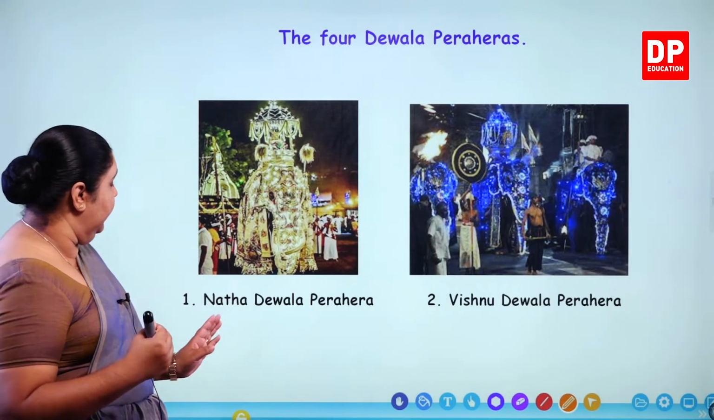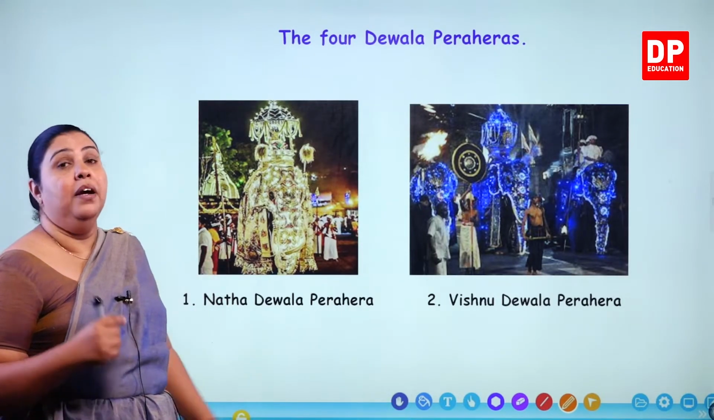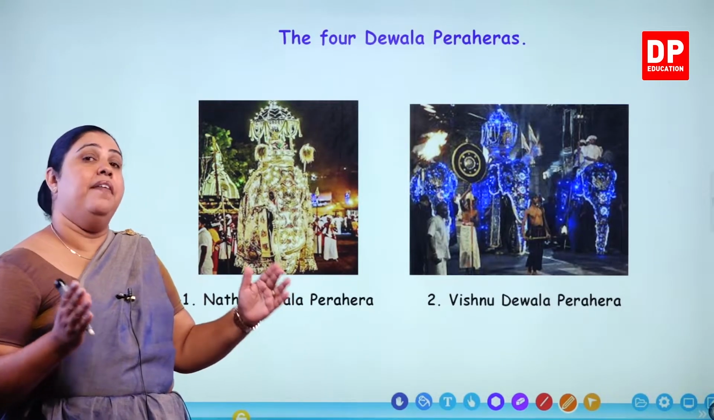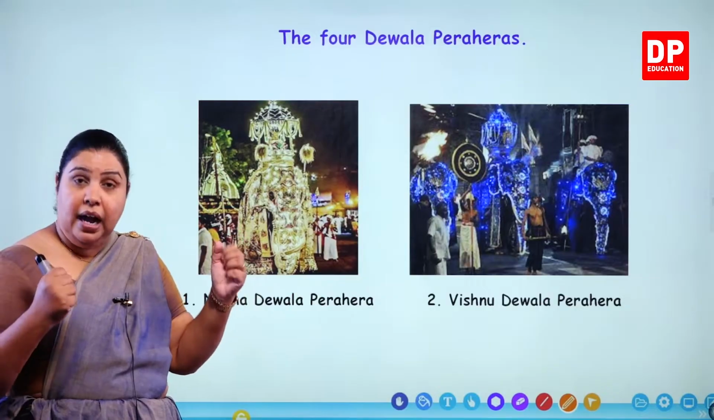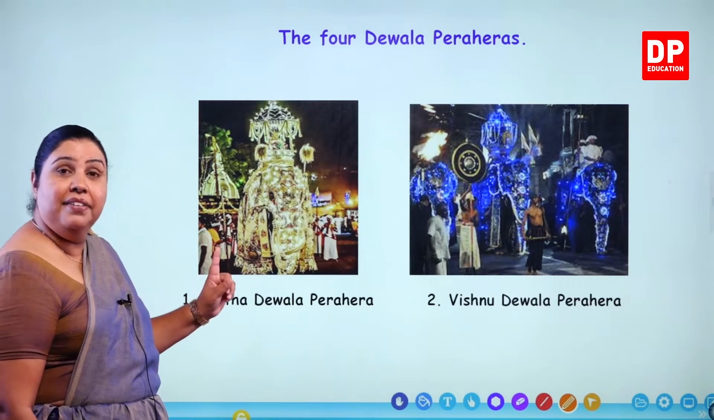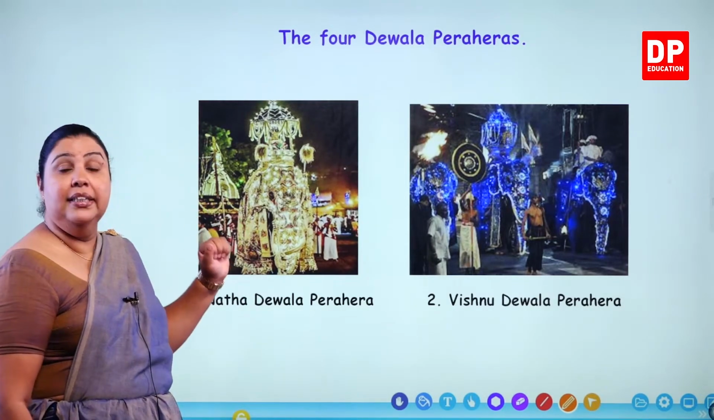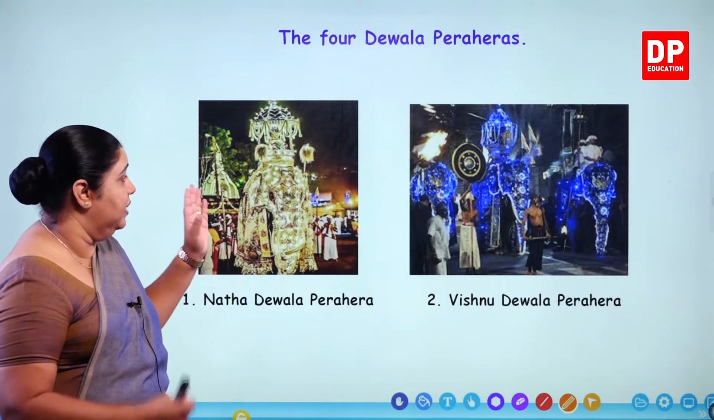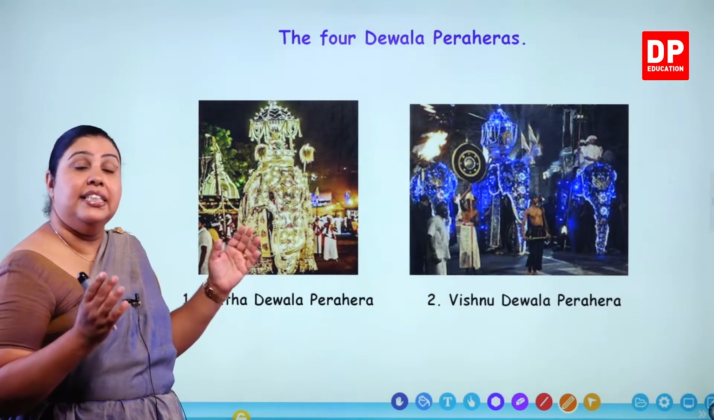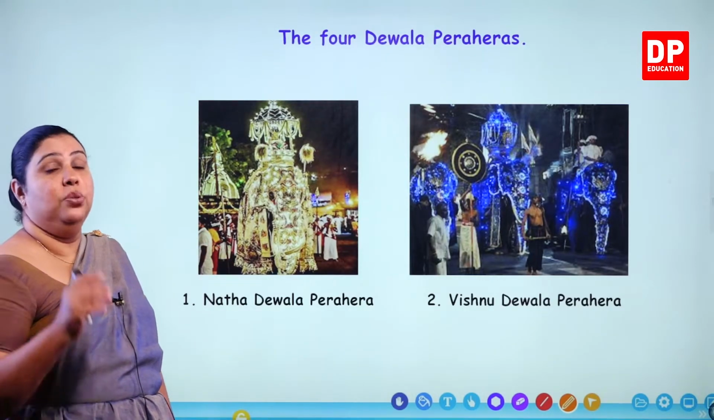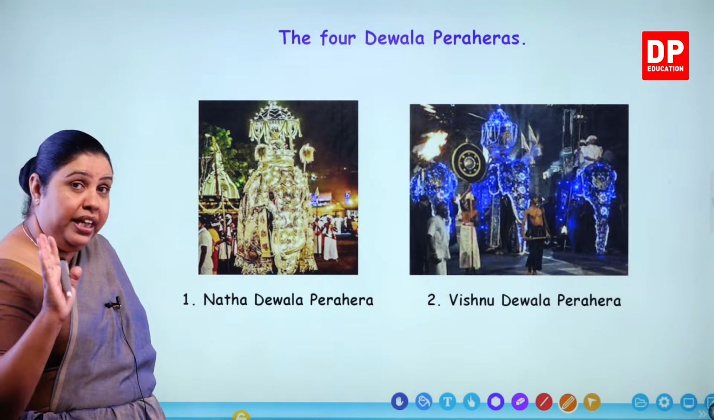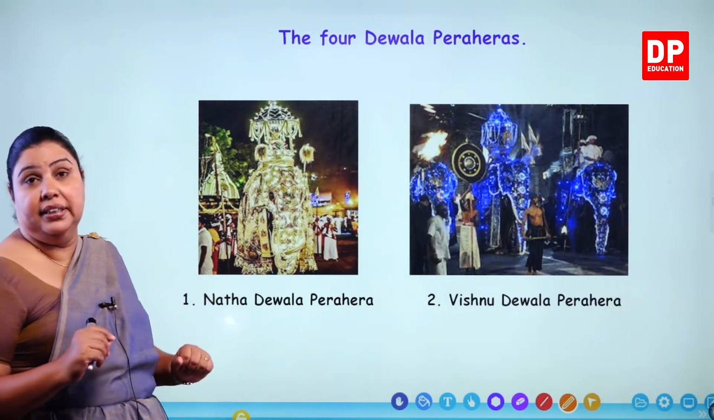First, it is the Natha Devala. Now, these 4 Devalas have their own colors. So, now the Natha Devala, the Tusker, who is dressed in this gold color costume, carries the Karanduwa like this. So, this is the Natha Devala Perahera. This is one of the 4 Devalas. The first one is Natha Devala.